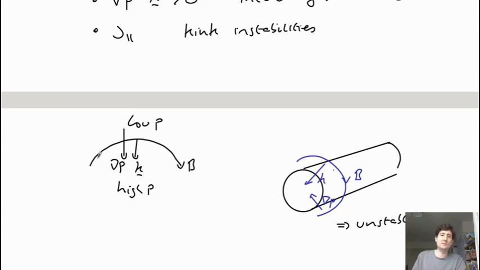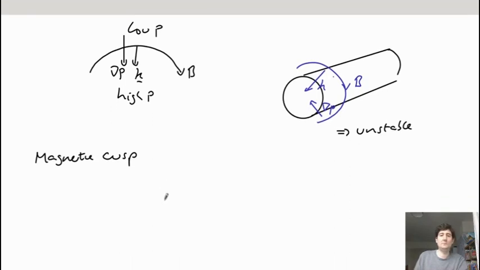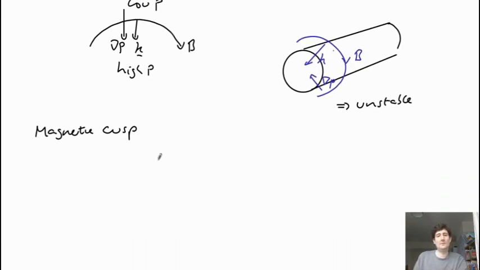Conversely, we can stabilize it if we can essentially flip the direction of this curvature. So if you have a high pressure on the inside at the top here and a low pressure on the outside on the bottom, one configuration that does this is the magnetic cusp.